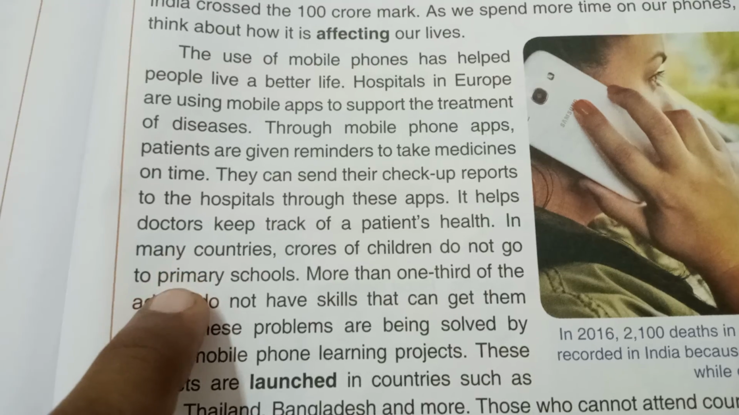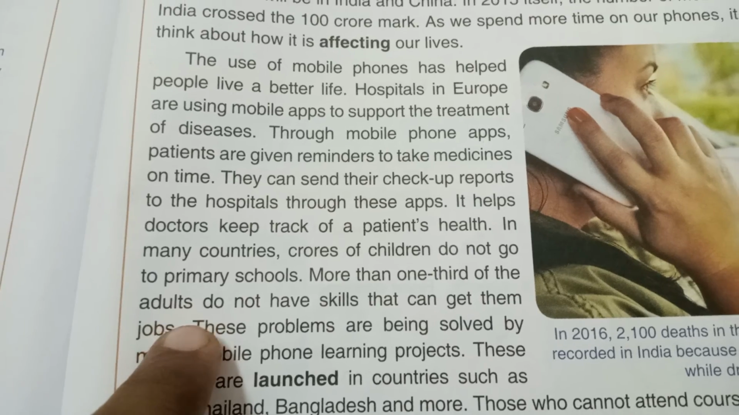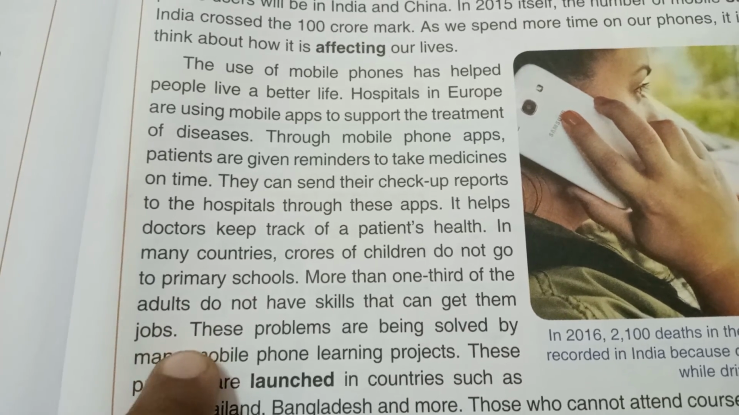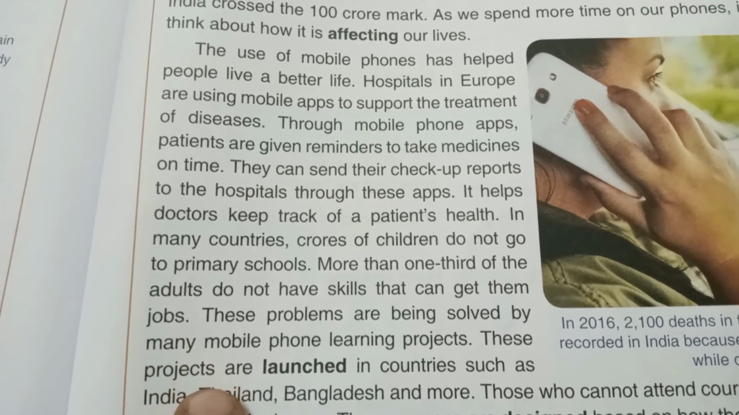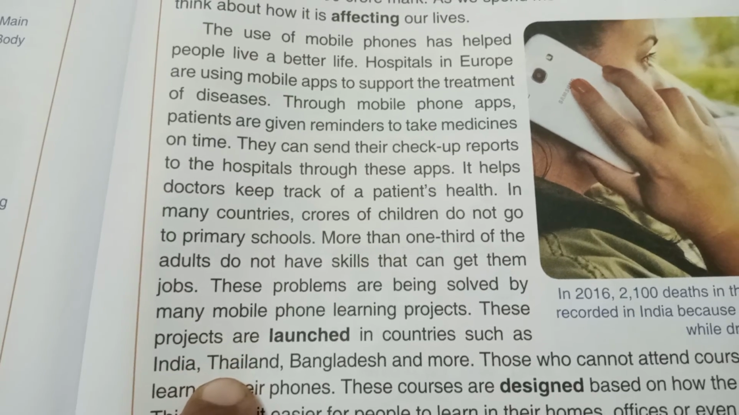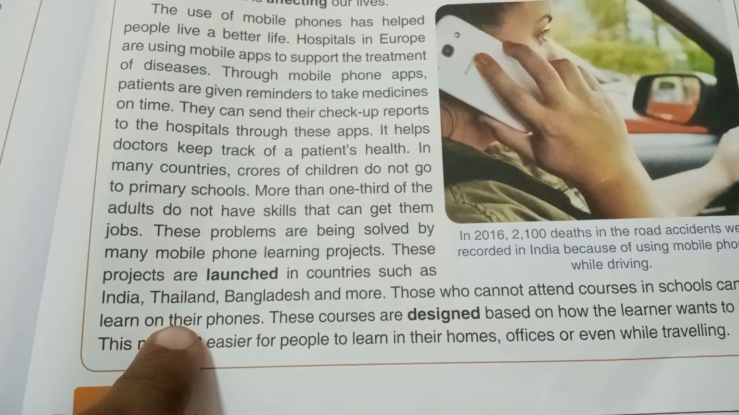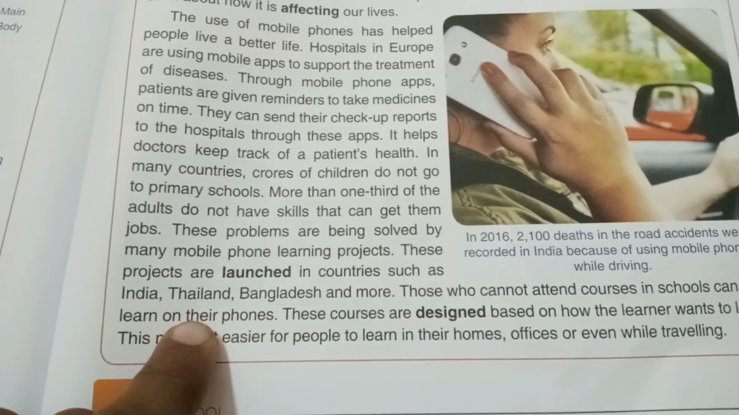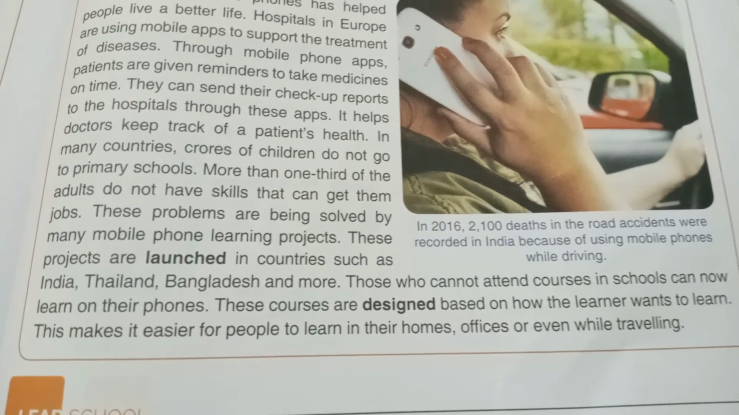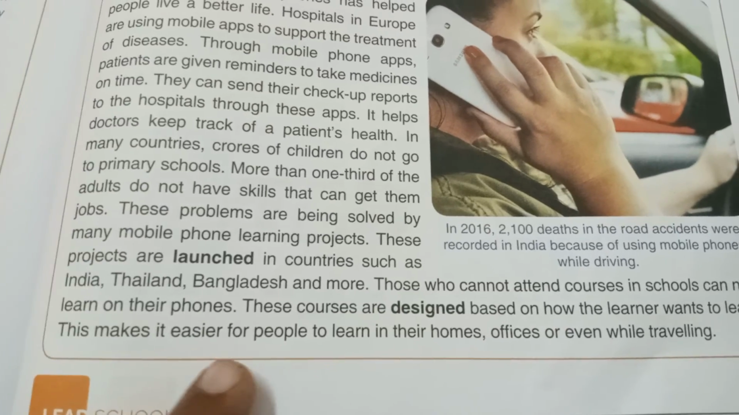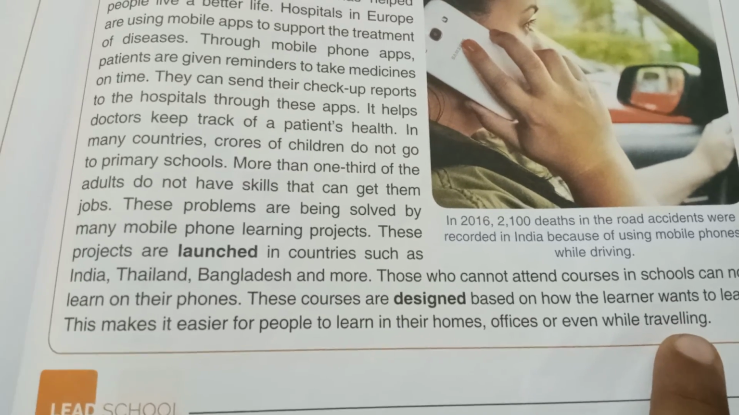In many countries, crores of children do not go to primary schools. More than one third of adults do not have skills that can get them jobs. These problems are being solved with many mobile phone learning projects. These projects are launched in countries such as India, Thailand, Bangladesh and more. Those who cannot attend courses in school can now learn on their phones. These courses are designed based on how the learner wants to learn. This makes it easier for people to learn in their homes, offices or even while traveling.